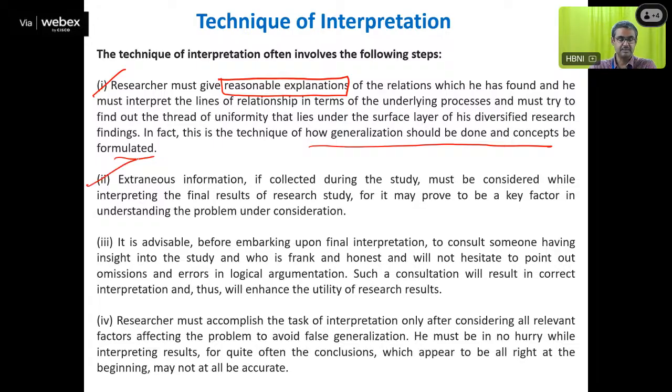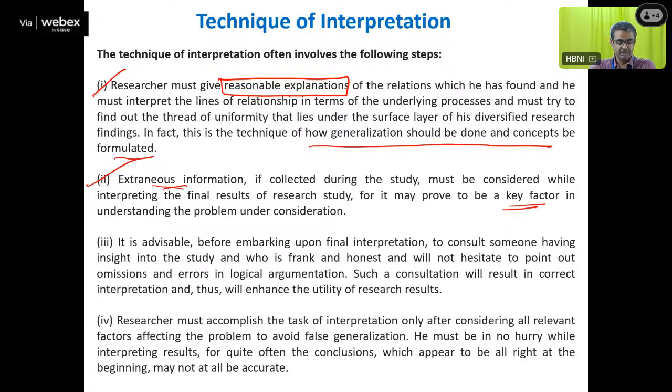Second, what is the second technique of interpretation? The second technique is that extraneous information, if collected during the study, must be considered while interpreting the final results of the research study, for it may prove to be a key factor. Extraneous information can be a key factor in understanding the problem under consideration. Definitely. So whatever data you have collected from day one for a particular study, extraneous information can be a key factor during understanding of your problem under consideration.